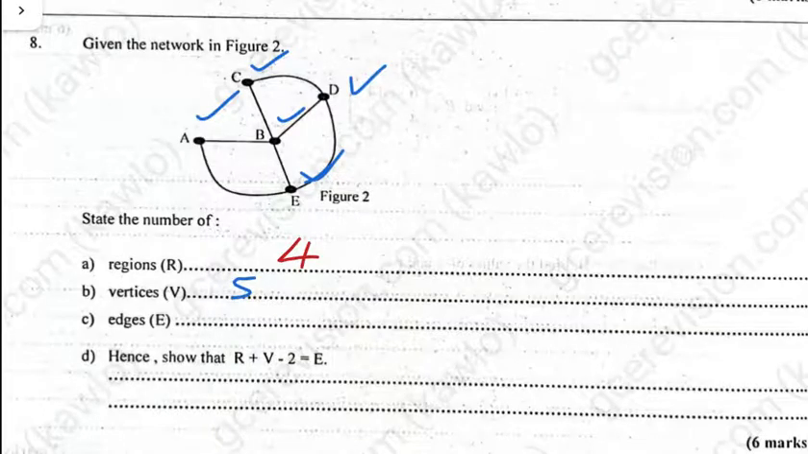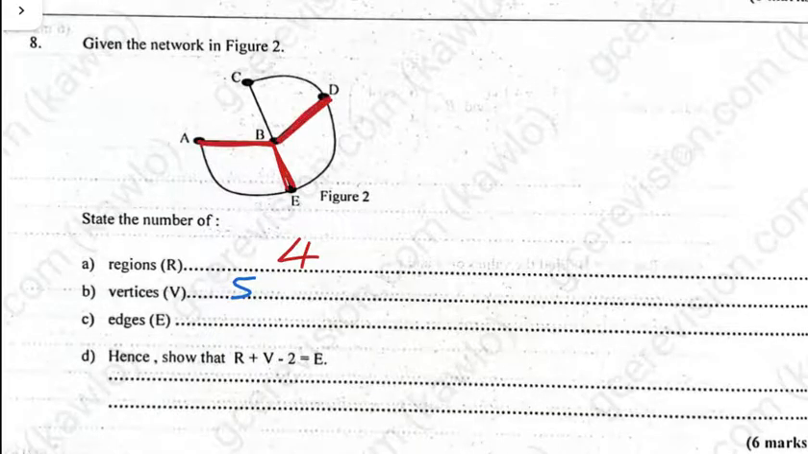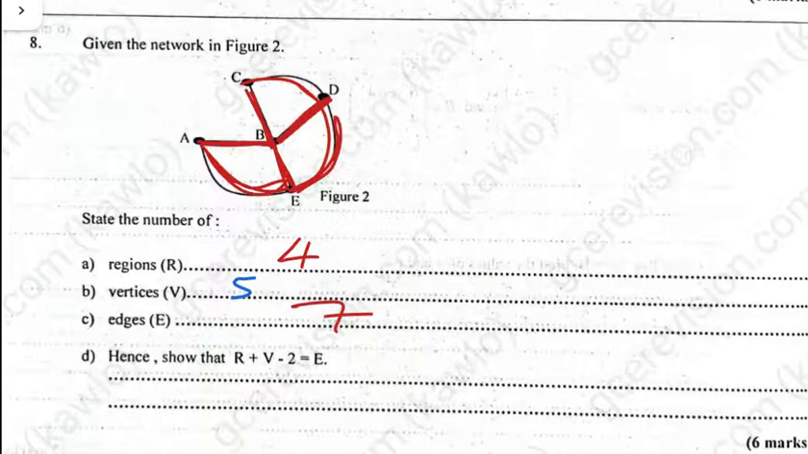Now edges, the edges or the arcs or the links. How many edges or arcs or links are there? We just have to count the lines. So this is what we have. So we have AB is one of them. So this is 1, 2, 3, 4, 5, 6, 7. So there are 7 of them.